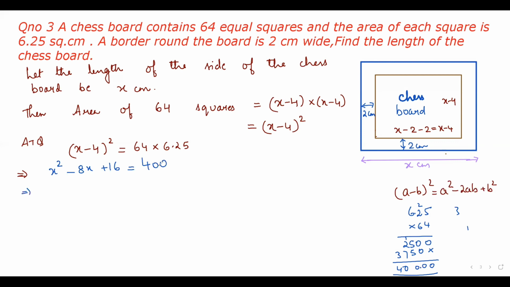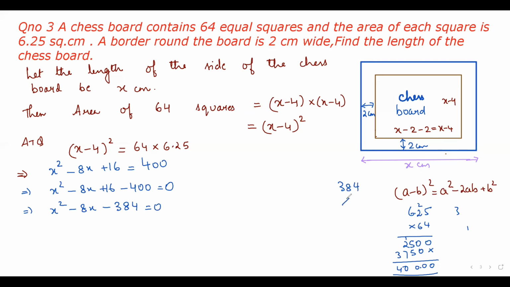Now we have to convert this into a quadratic equation. So x square minus 8x plus 16 minus 400 is equal to 0. Now it will be x square minus 8x plus 16 minus 400. How much? It will be 384. 384 is equal to 0. Now by factorization method we can solve it.